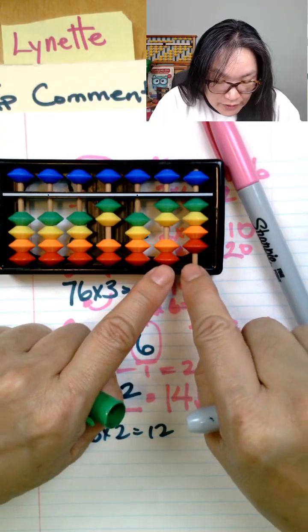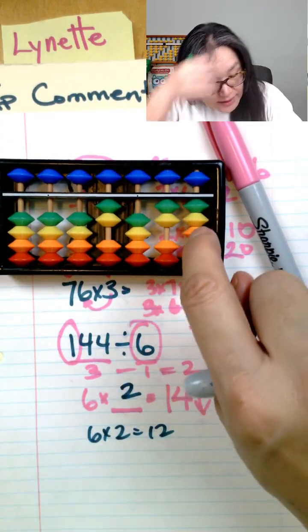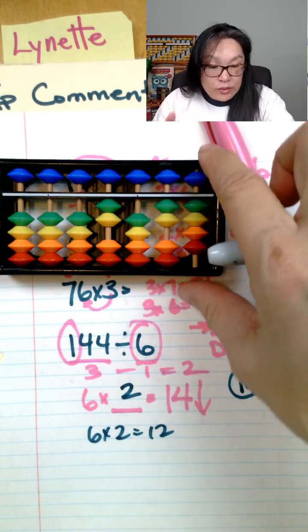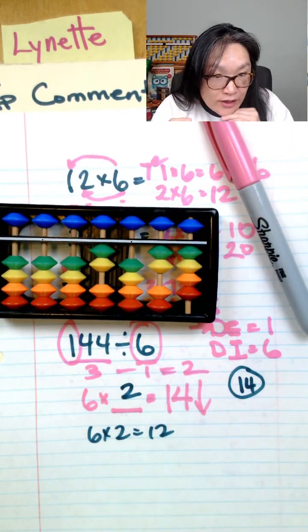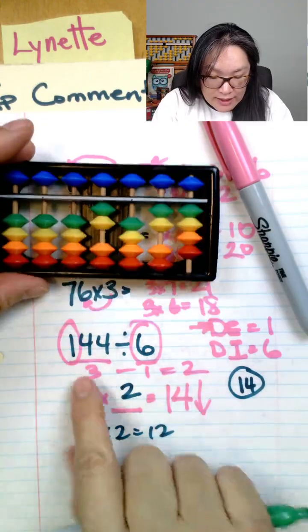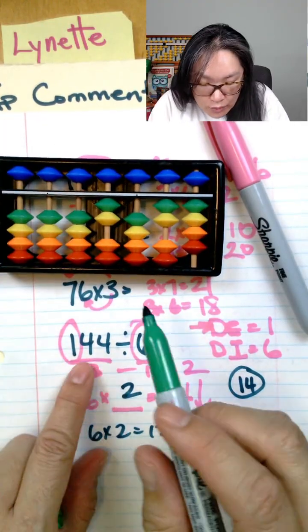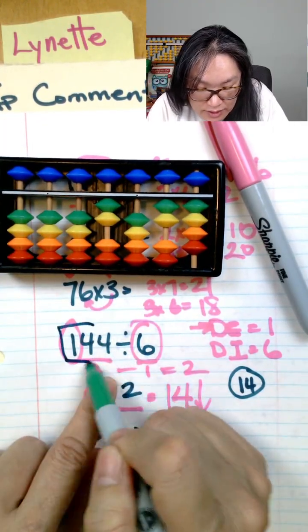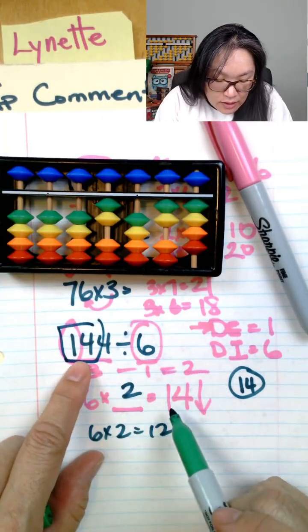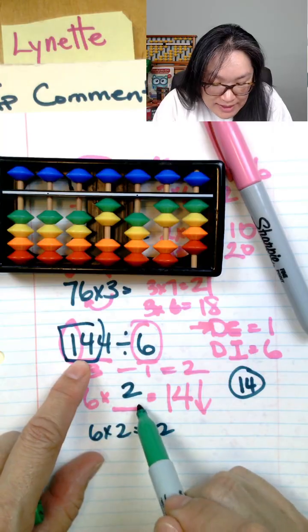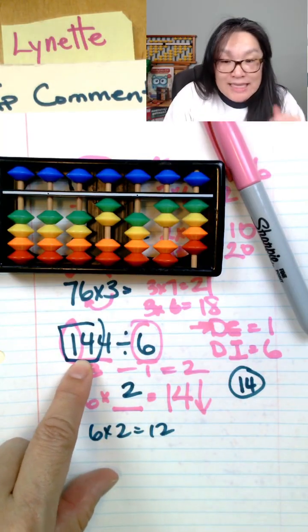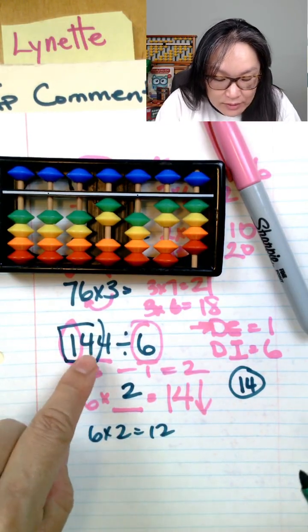So now I put my finger here. There's still dividend available, so we're going to compare again. How did you get 14? Oh, the 14 came from the 144. So what we're doing is taking these 2 digits and trying to figure out what times 6 is equal to 14 or less. That's how I got 14, because it came from the dividend.